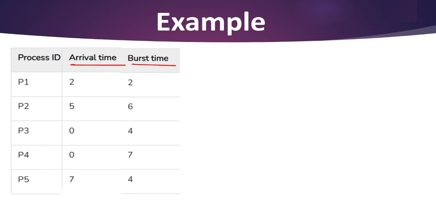Okay, so first let's understand what arrival time and burst time are. Arrival time is nothing but the time at which a process entered in a queue. Arrival time is the time at which the process arrives in the ready queue. And burst time is also known as CPU time of the process. It is the unit of time in which a particular process completes its execution. So let's solve this question.